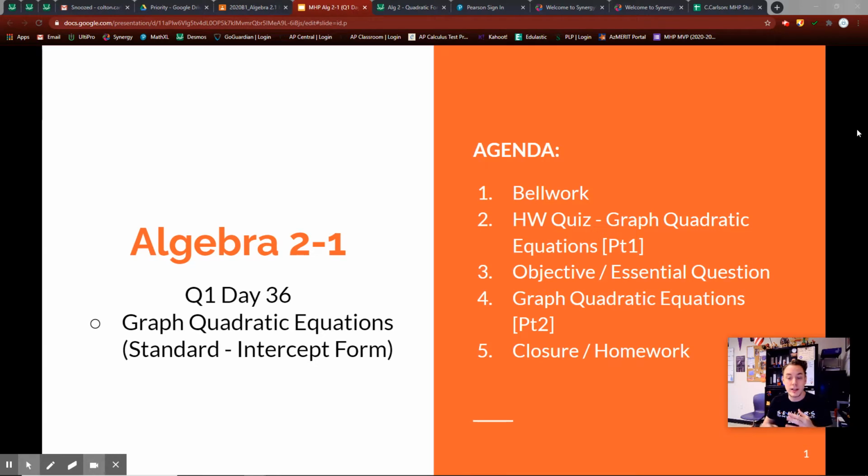Let's go through the bell work, then get you started on the homework quiz if you want to, if that helps raise your grade. And then we're going to ask the essential question and then get to the lesson.